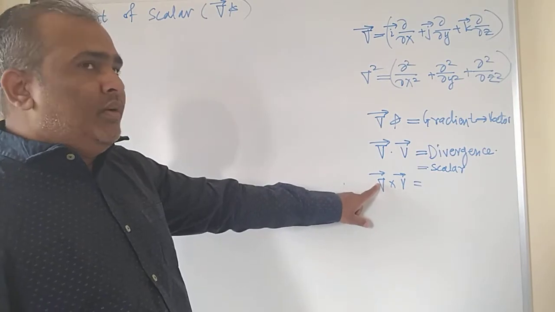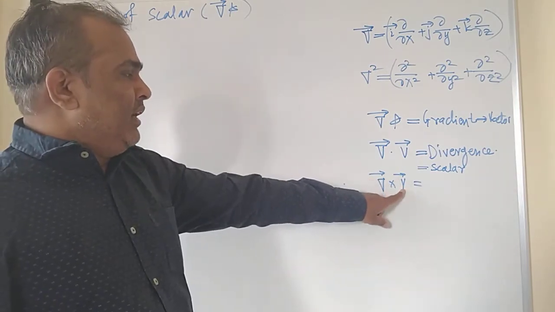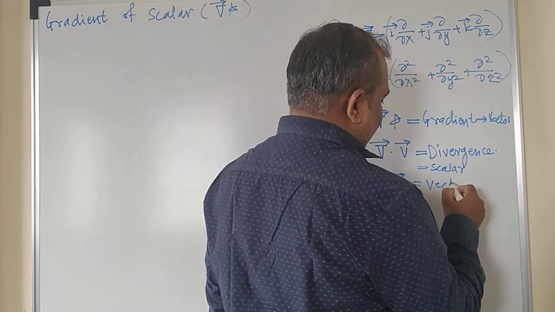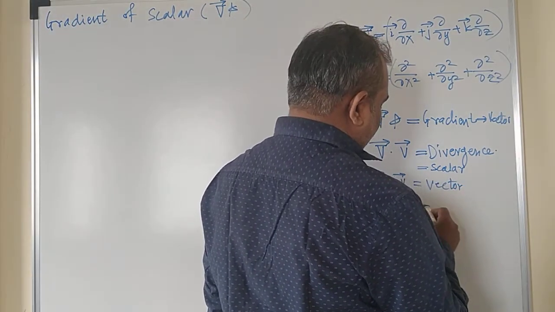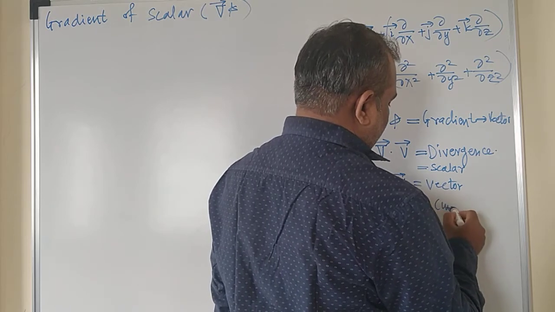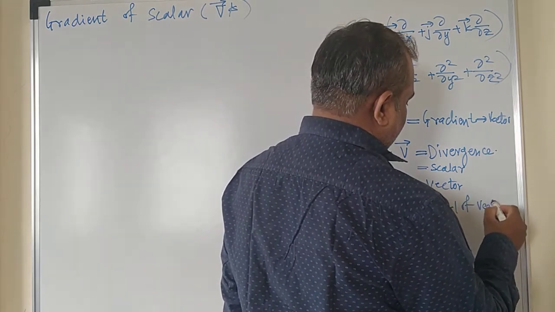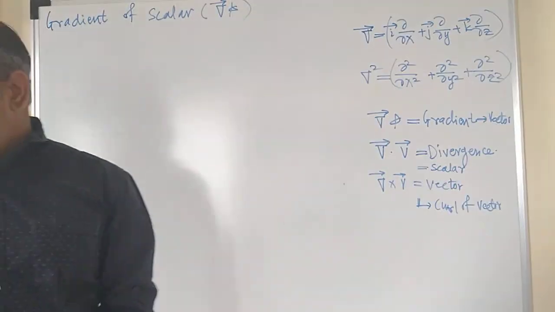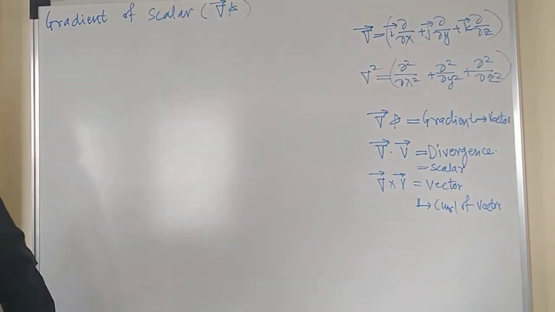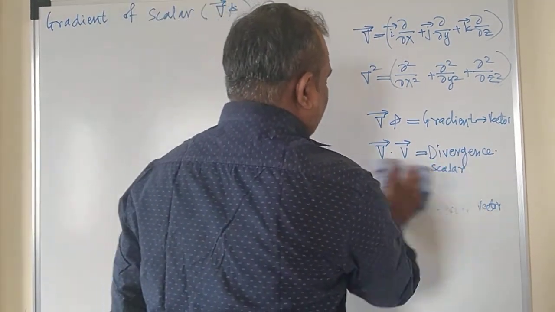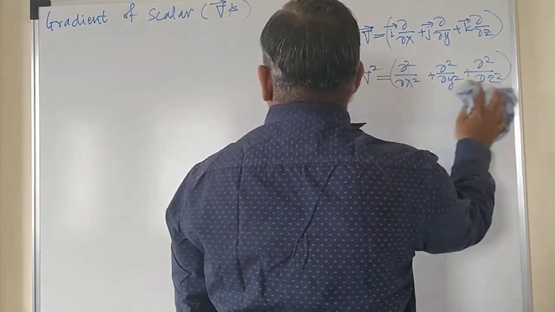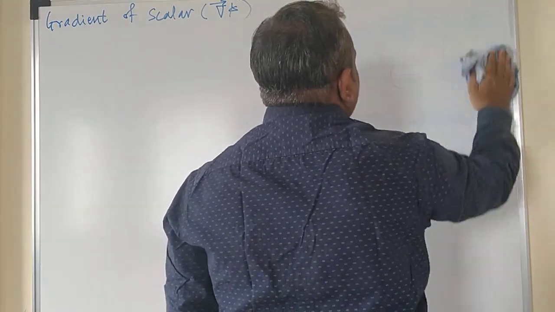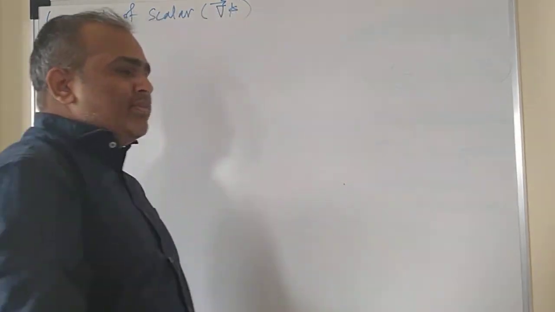So cross product of the differential operator and the vector point function v bar will be a vector quantity, and this is called the curl of the vector, right? Curl of vector. Got it? The brief introduction of these things we studied yesterday only. Now today we are going to study what is meant by gradient of the scalar point function, or I can say just the gradient of the scalar, right?